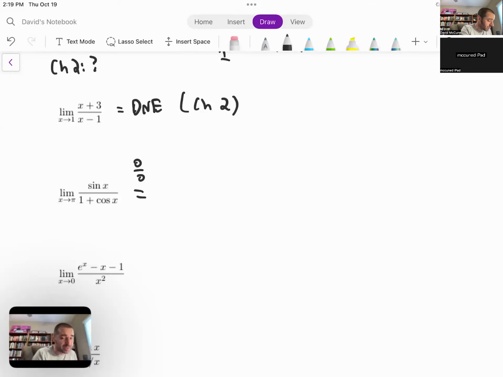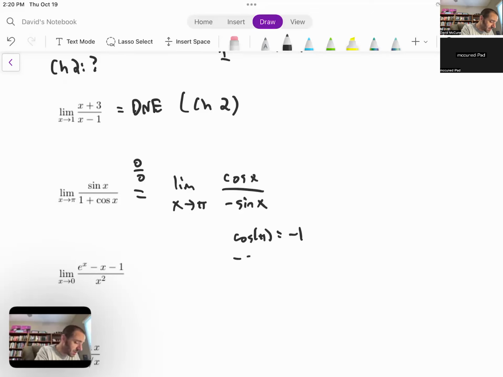Okay, we already said that was 0 over 0. So now L'Hopital's rule says we can take derivative of top and bottom. So derivative of 1 is 0. Derivative of cos x is negative sine. Okay, so let's think about this. Let's do some back of the envelope calculation. Cosine of pi is negative 1. Let's imagine plugging in pi for x and see what happens. Negative sine of pi. So sine of pi, that's sine of 180, that's 0.